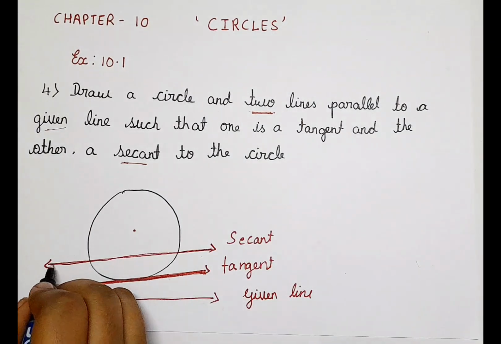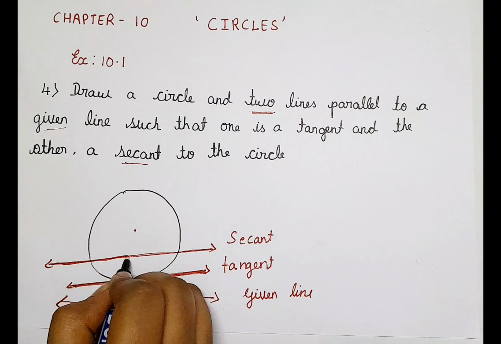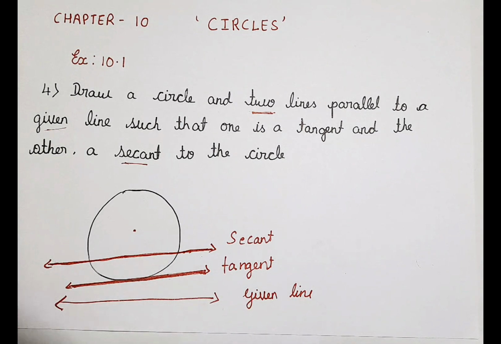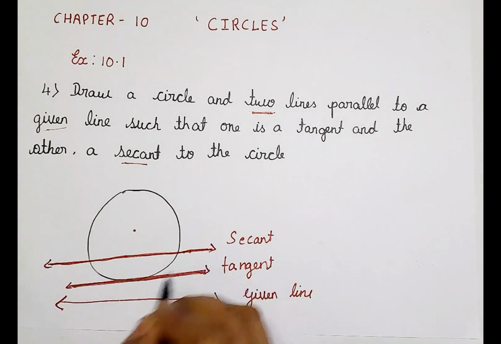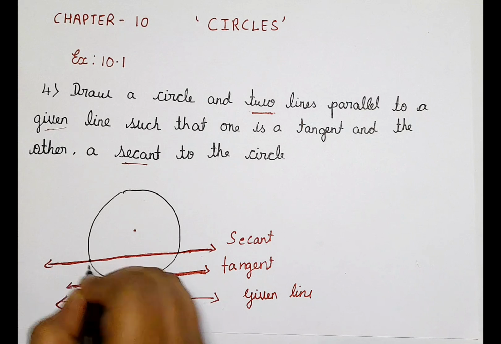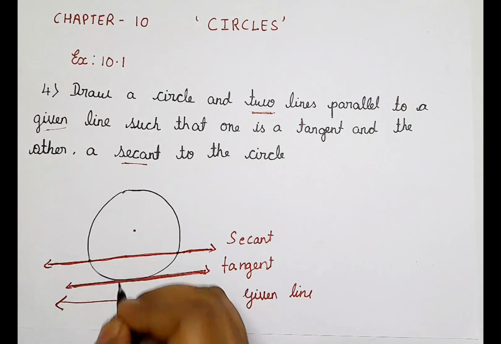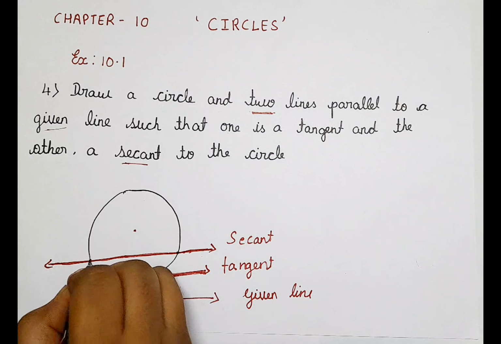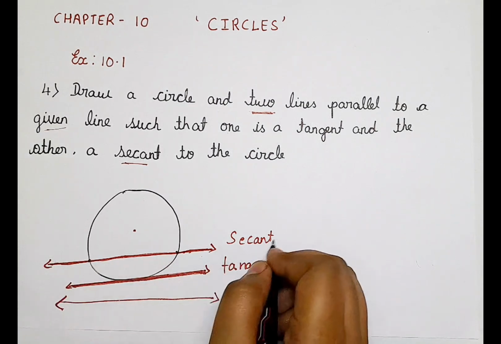So what is the meaning of secant? When we draw a line like this, we call this a secant. Whenever you draw a line like this in a circle, we call it a secant, isn't it? But here we have 2 points. This we studied in exercise 10.1, second question, isn't it? So in a secant there are 2 points.